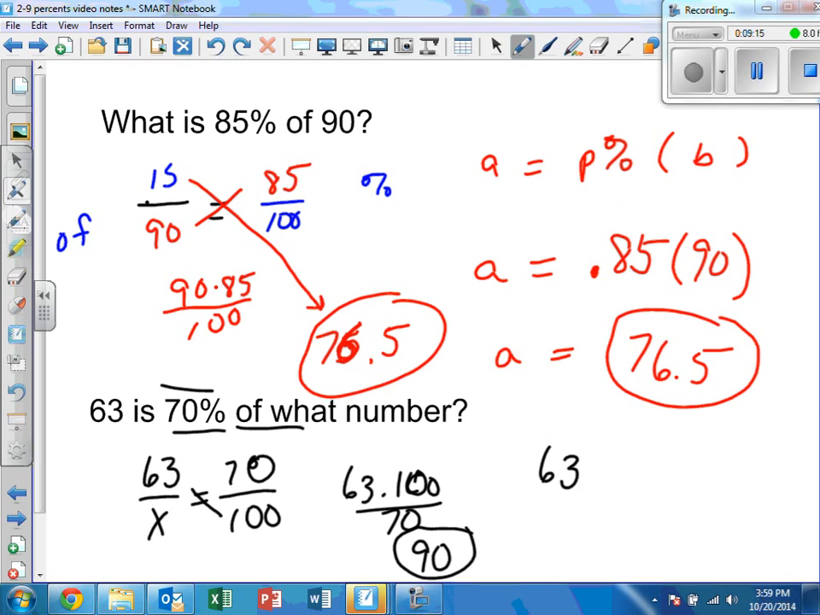63 is my A. 70% is my percent, but I need the decimal. Times what number? I don't know what my base is. That's my of number. So I would divide both sides by 0.70, and I actually end up with 90 equals my base number.